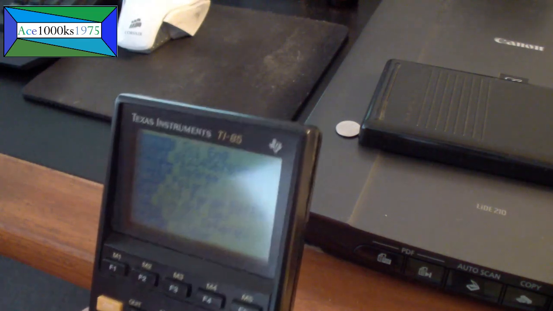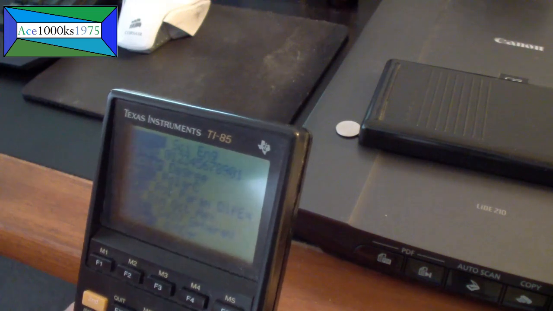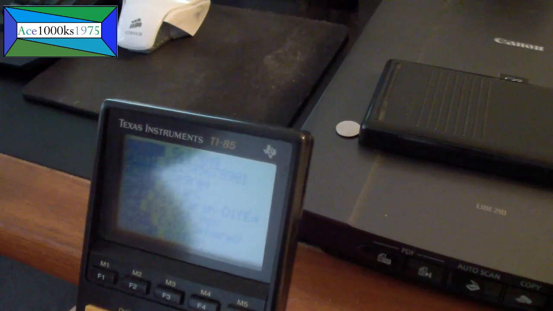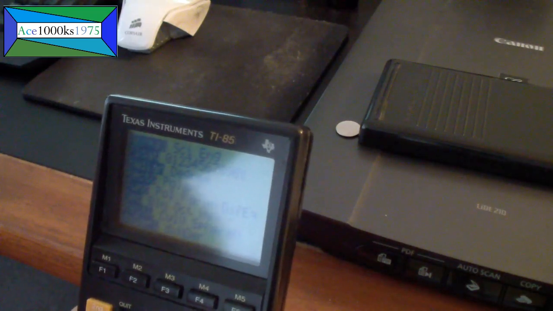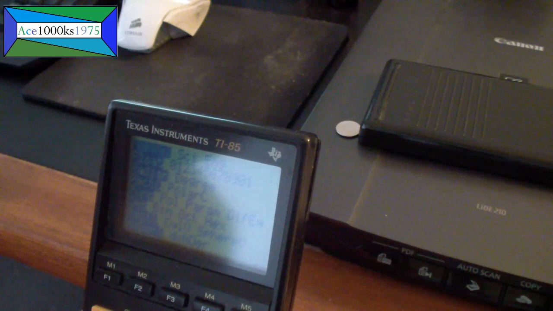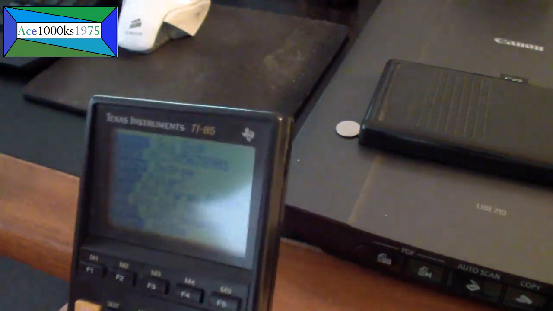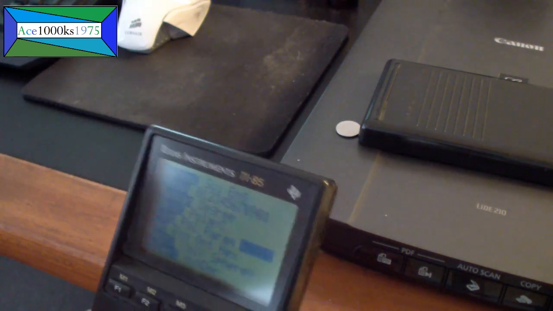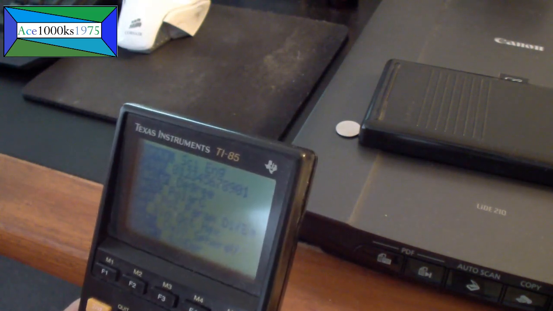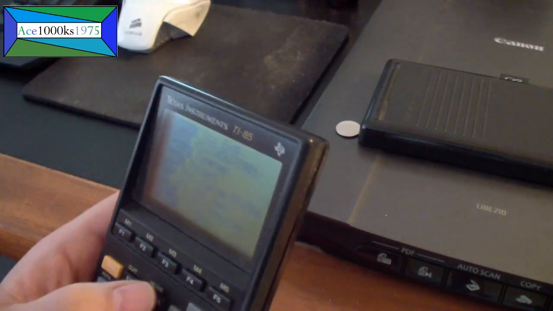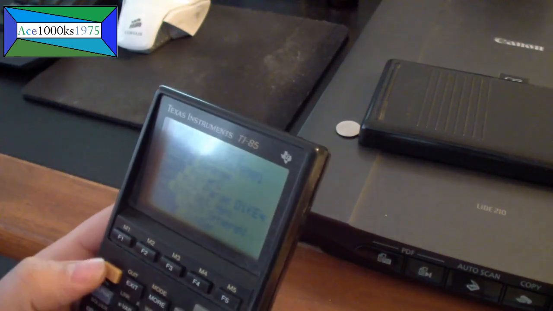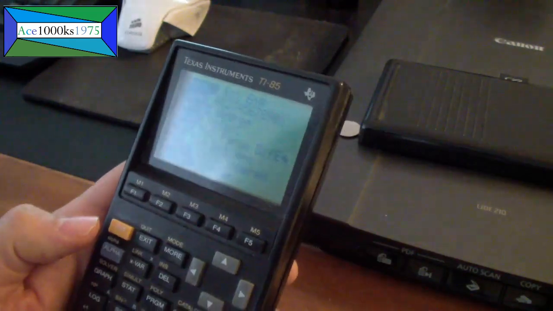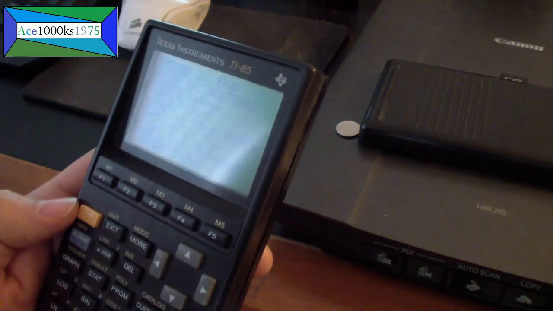So in radians, let's see, 360 degrees in radians is 2 pi, and 180 degrees in radians is pi, and yeah, that's what radians is. I don't know what that is. Functions. We also have differential equations. It's a pretty powerful machine. I mean, it didn't have a lot of memory capability. Nevertheless, it was pretty powerful.